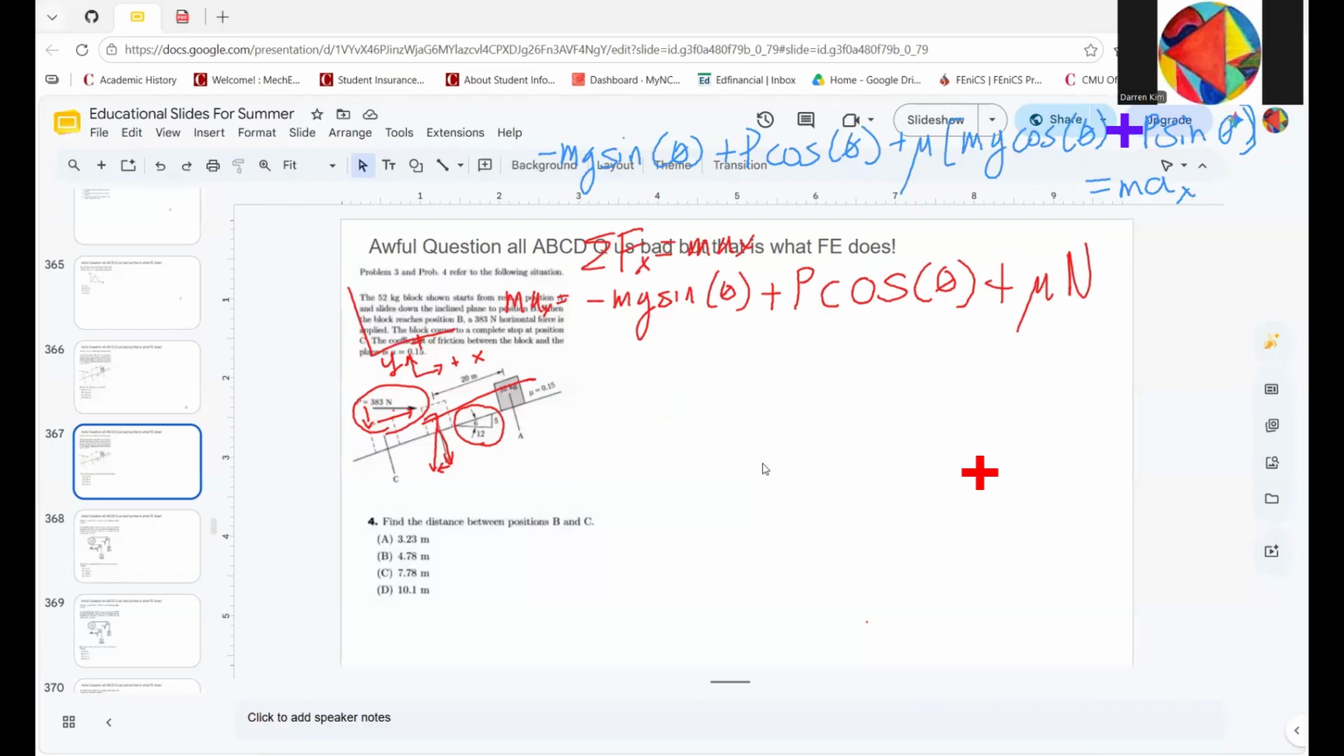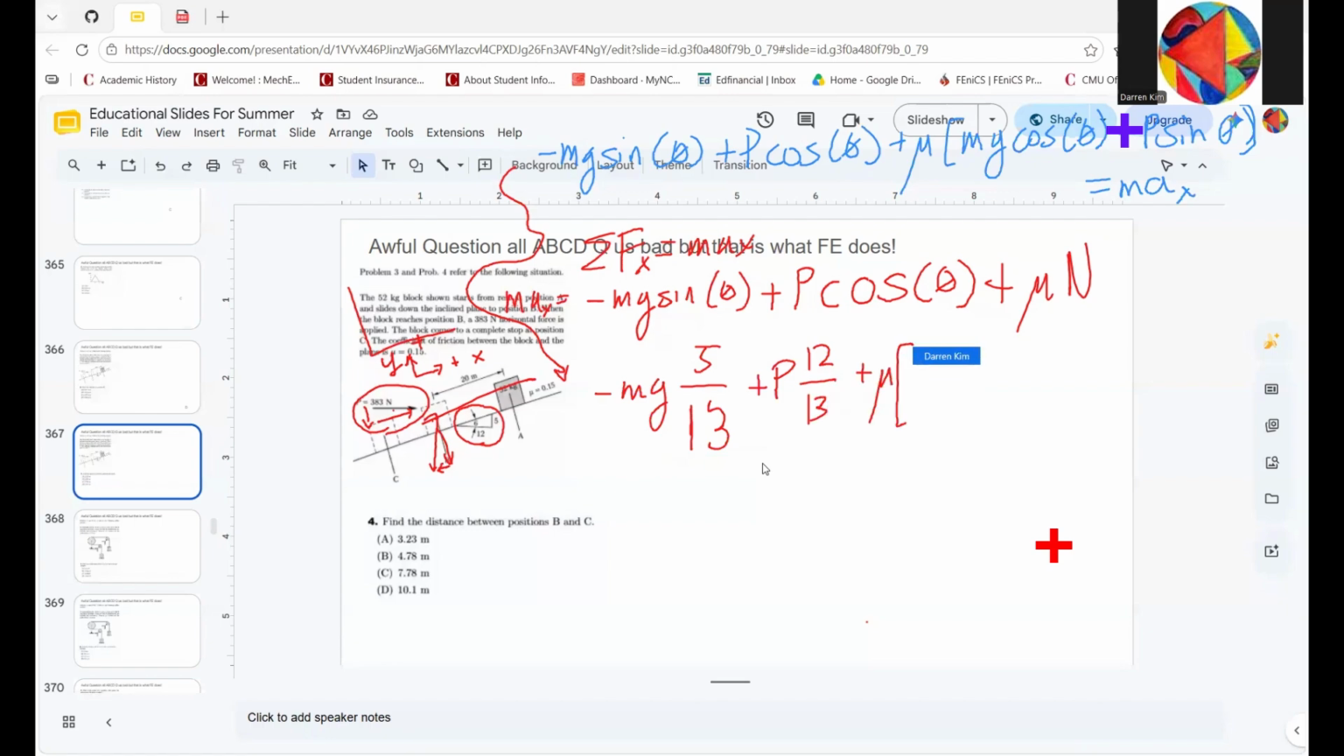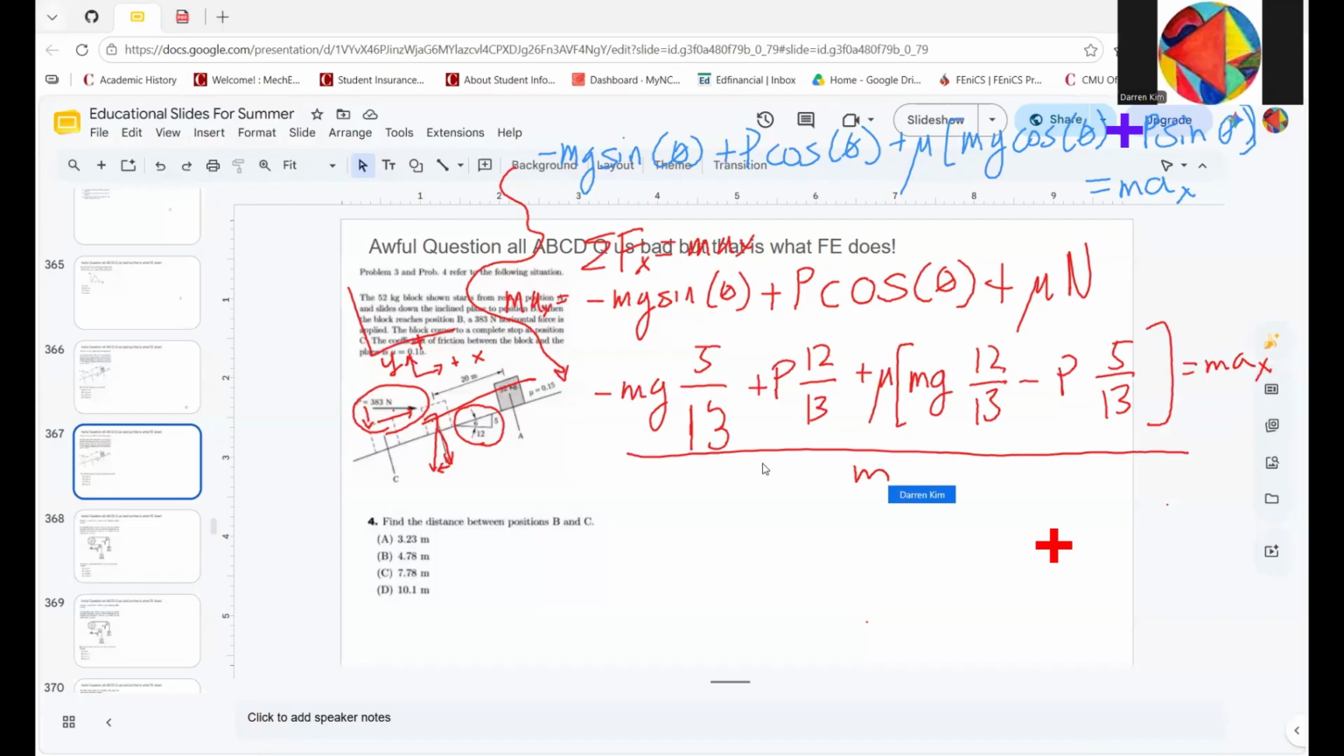Okay. With that said, we move this over here. Negative mg sine is 5 divided by 13 plus p times 12 divided by 13 plus mu times (mg cosine, which is 12 divided by 13 minus p sine, 5 divided by 13) equals max. We can divide by m, and we can get ax.